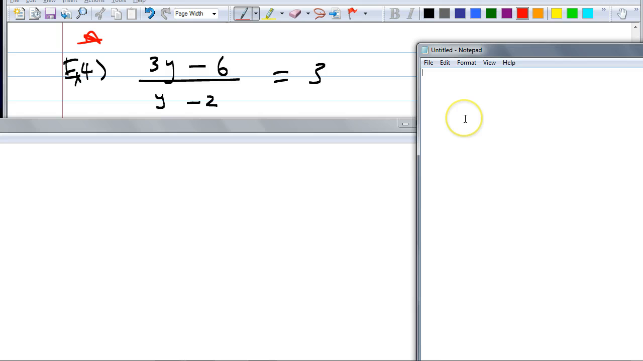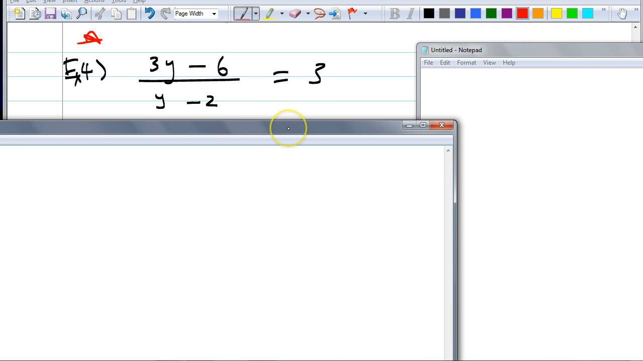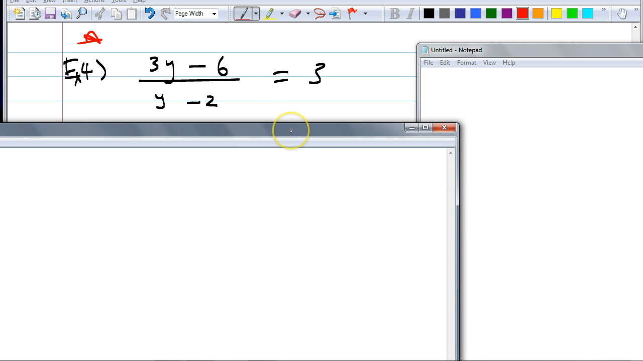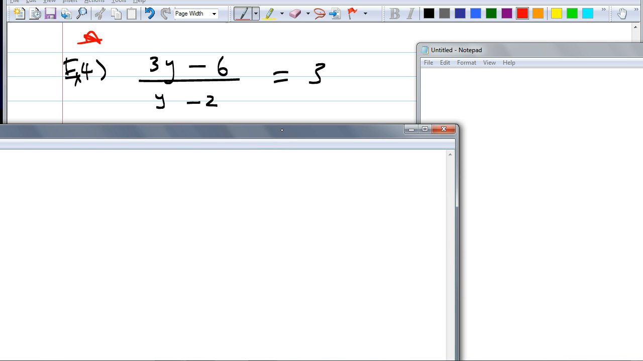Some of you noticed that I could factor the top and cancel things out. So, Sabrina, what do we get then? You factor it out, so you get 3 times y minus 2, and then you cancel out the y minus 2 from the numerator and the denominator. So then you get 3, which is an identity. So what do you think your answer is? 3 equals 3.